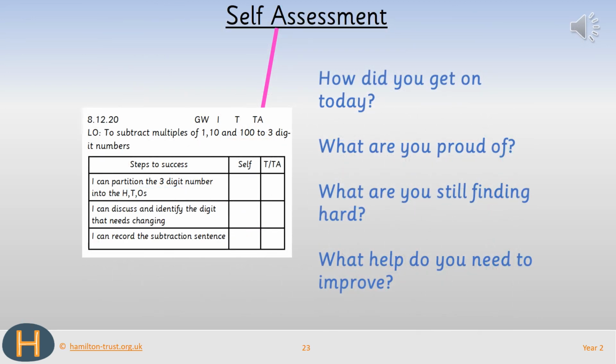And that is the end of today's lesson, subtracting multiples of 1, 10 and 100 from 3-digit numbers. You should have all been able to partition your 3-digit numbers today into the 100, 10s and 1s. You should have all discussed and identified the digit that needed changing. And you should have all recorded your subtraction sentences. Think about how you got on today and what were you proud of? Are you still finding any of it hard? If so, go through the video again. And what help do you need to improve?